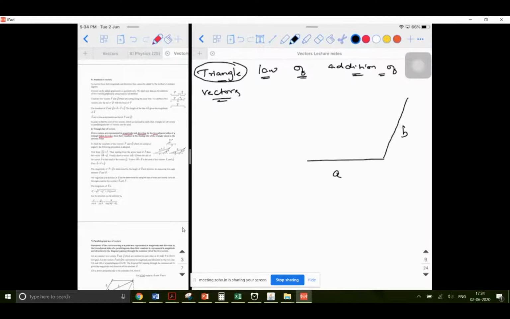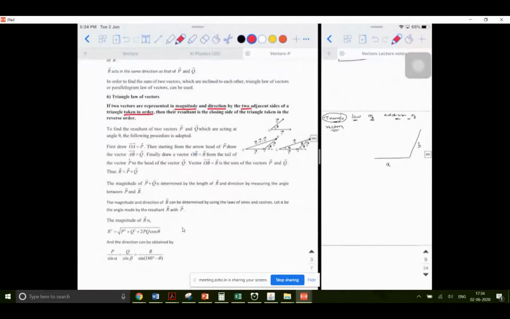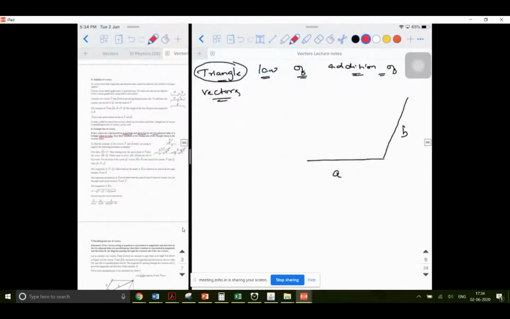Here, I want to stress one point. I told you to underline this term: if two vectors are taken in magnitude and direction by two adjacent sides of a triangle taken in order. In order means, listen carefully. If this is the starting point of the first vector and this is the ending point of the first vector, what is the technical name for the starting of the first vector? It is called the tail, and this is called the head.